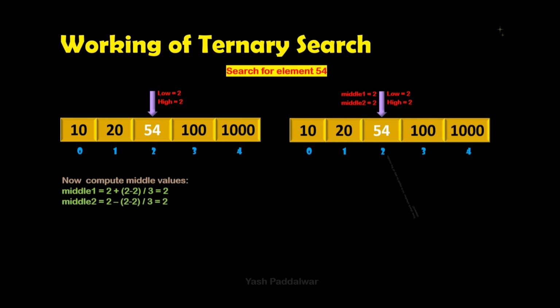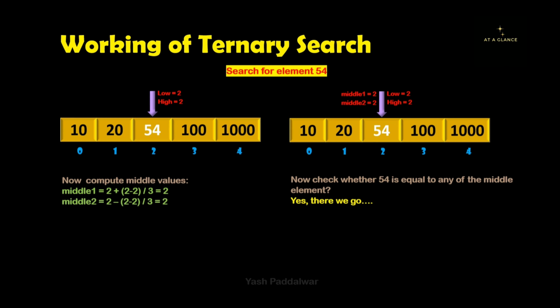Now the element present at index 2 is 54. Now check whether the element to be searched, which is 54, is equal to the element present at any one of the middles. So yes, 54 is exactly equal to 54. Therefore, we have found our element at index 2. So within 2 iterations only, we have found our element. This is how the ternary search algorithm works.